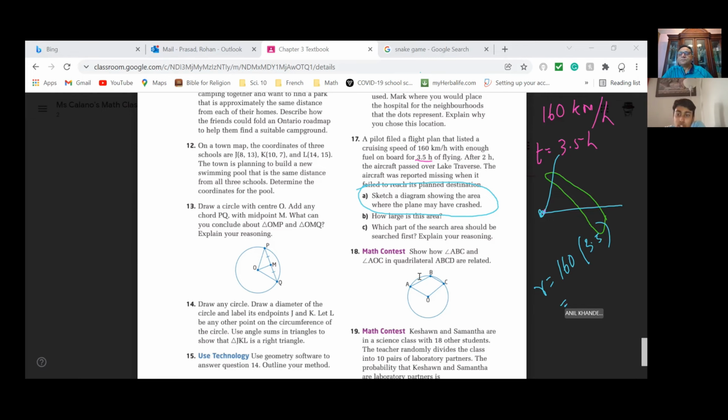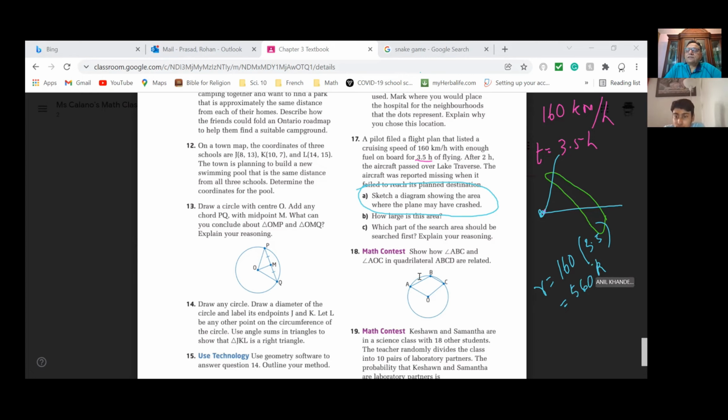So then we can just input it into our x squared plus y squared equals r squared equation. So find the radius first. What is going to be the radius? Multiply 160 kilometers per hour with 3.5 hours, you get the radius. So if we multiply 160 by 3.5, we would get 560. So the radius could be 560 kilometers, right?